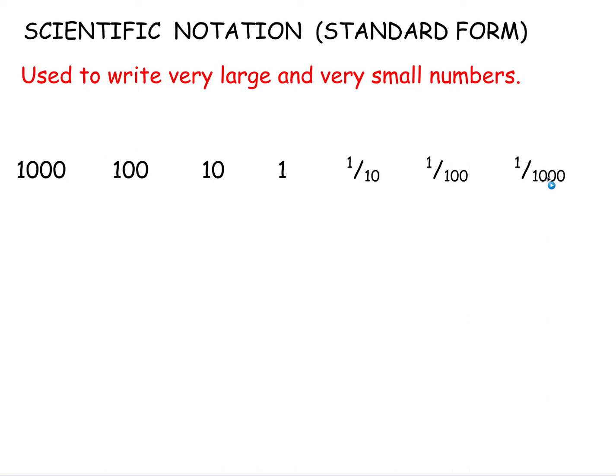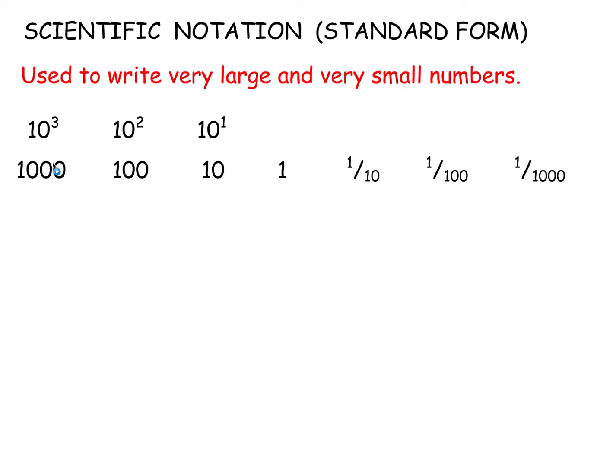So 1,000 can be written as 10 times 10 times 10. That's 10 to the power 3. 100 can be written as 10 times 10, 10 to the power 2. 10 is just 10 to the power 1.